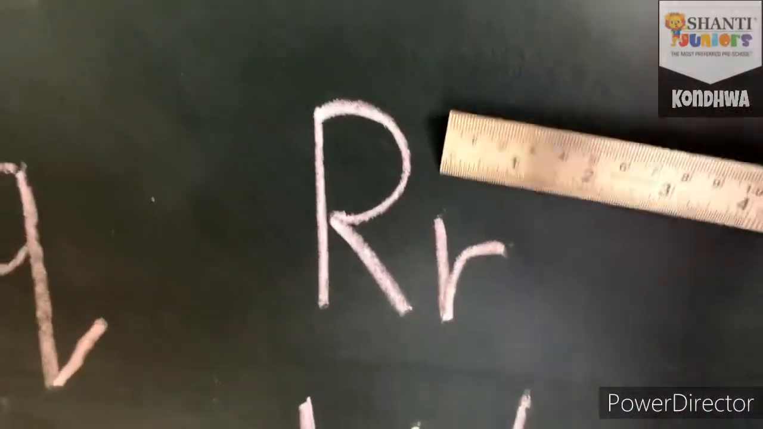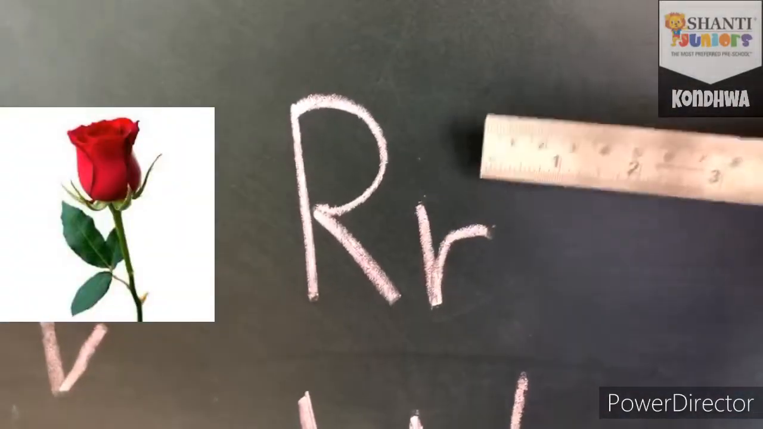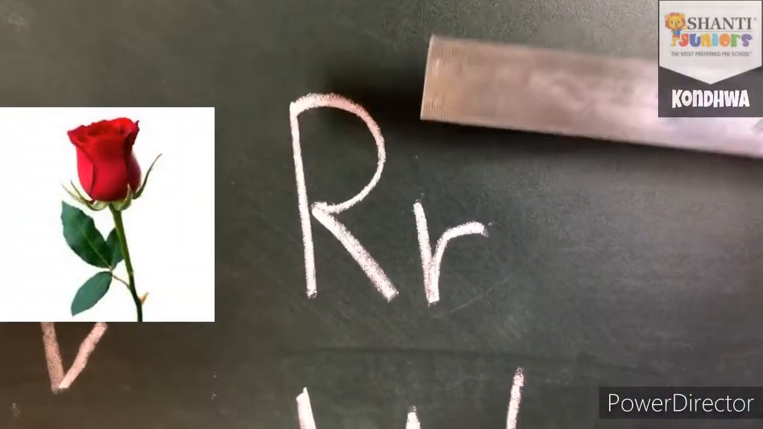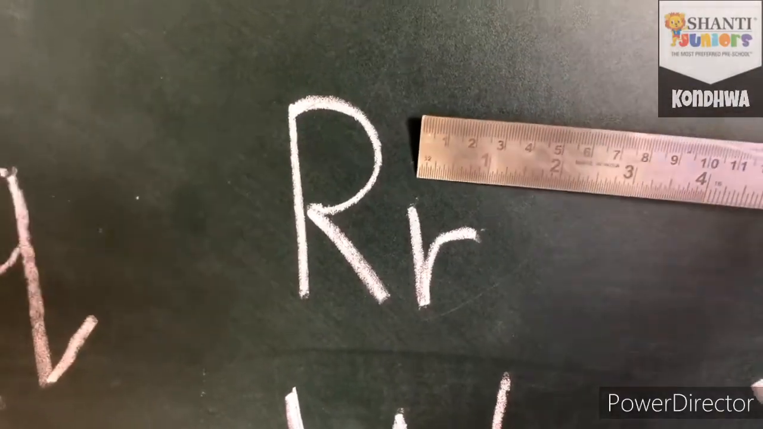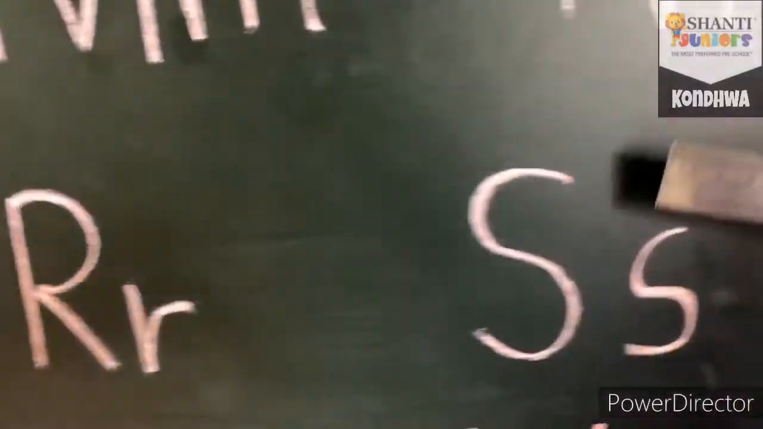This is letter R. This is capital R and this is small r. What comes from R? R for rose and R for rabbit. Now we'll go to the next letter.